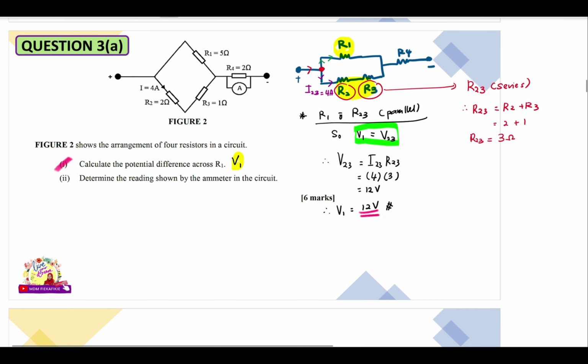Okay, so finish the first part and then the second part. Okay, so determine the reading shown by the ammeter in the circuit. So actually we want to calculate what is the current that passed through R4. Okay, I4. If you look at this example, you can see here that we have I4. So saya akan lukis dekat sini adalah I4 yang warna hijau ini. Okay, so in order to calculate I4, since we already know that the current that passed through R23 is I23, 4 ampere, dan R1 ni kita boleh cari. Kita boleh cari current yang lalu dekat R1. Sebab apa? Sebab current yang lalu dekat R4 ini sebenarnya adalah combination.